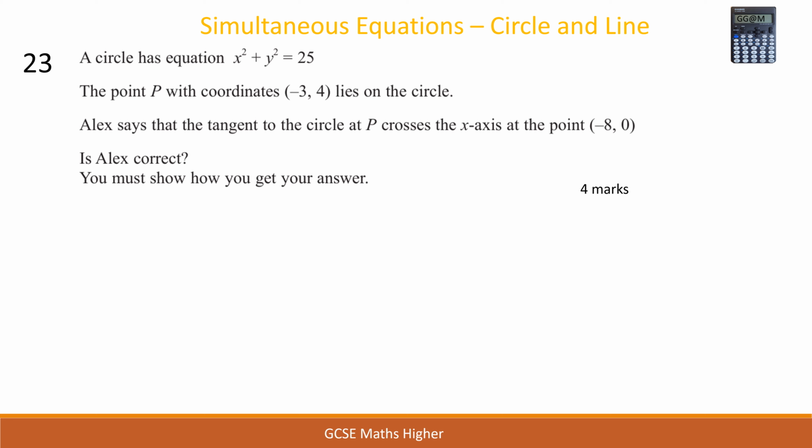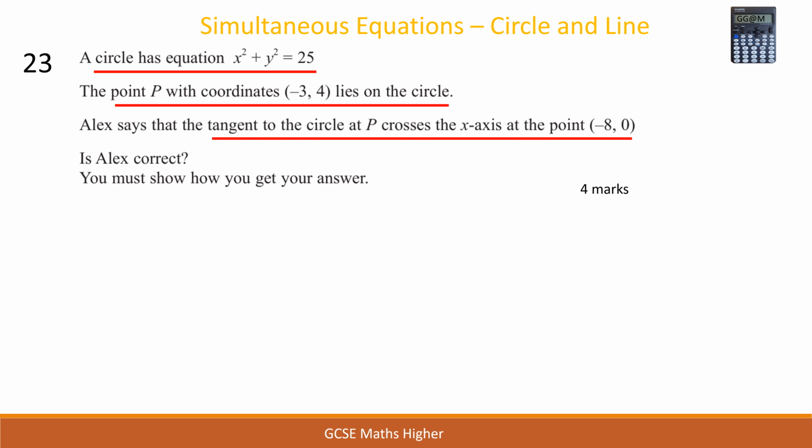On this question, you've got a simultaneous equation with circles and lines. So you've got the equation of the circle, you're told some information about a point P, and you're told some information about the tangent to the circle at this point P and where it crosses the point on the x-axis at -8, 0. You've got to say, is Alex correct? This is worth 4 marks. Press pause, have a go at working out the answer, then press play when you're ready to hear the answer.